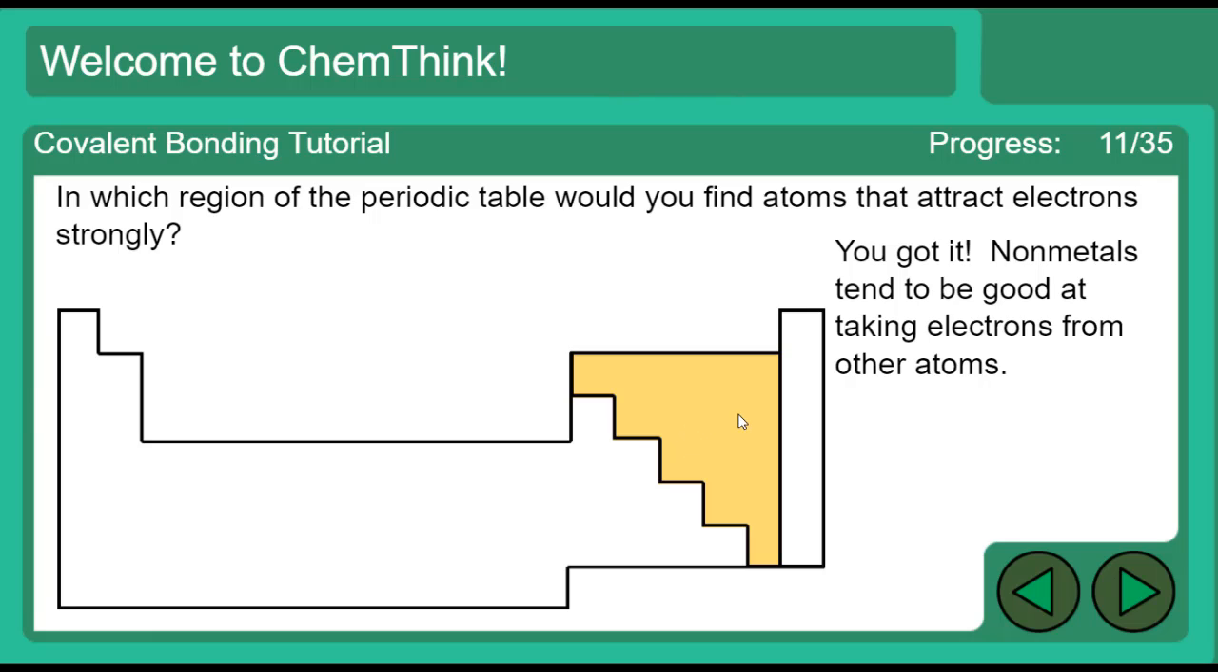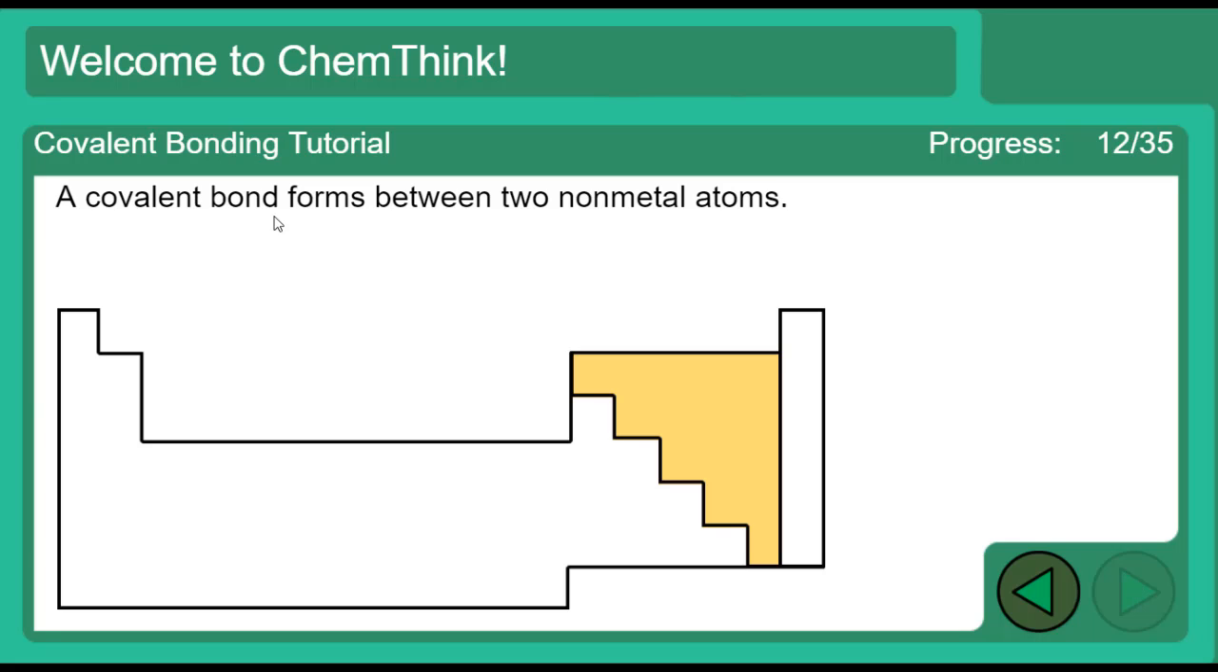Nobody's going to be able to steal them from them, but they're willing to at least try to steal each other's, and they'll do that, and it looks like they're sharing. That's why we call it a covalent bond. Okay, covalent bond between two non-metal atoms. That's an important point.